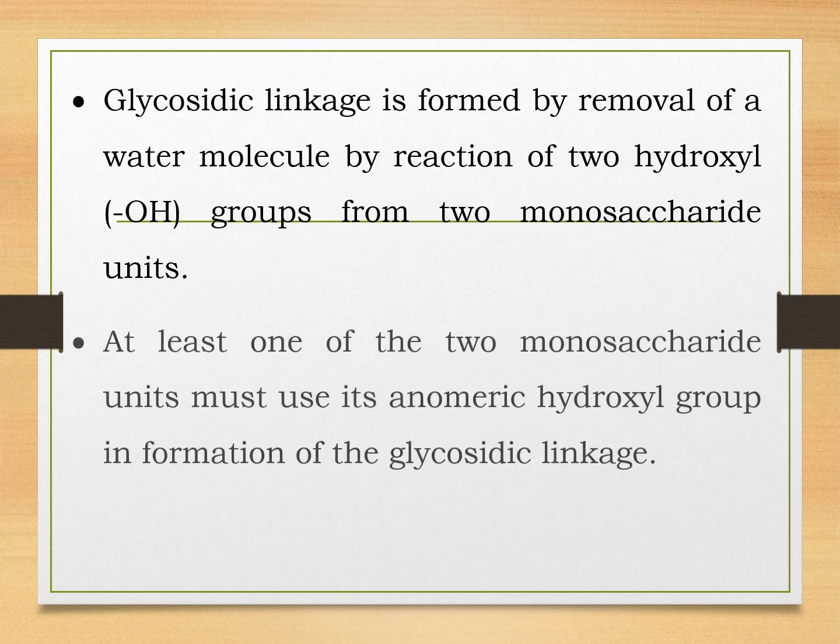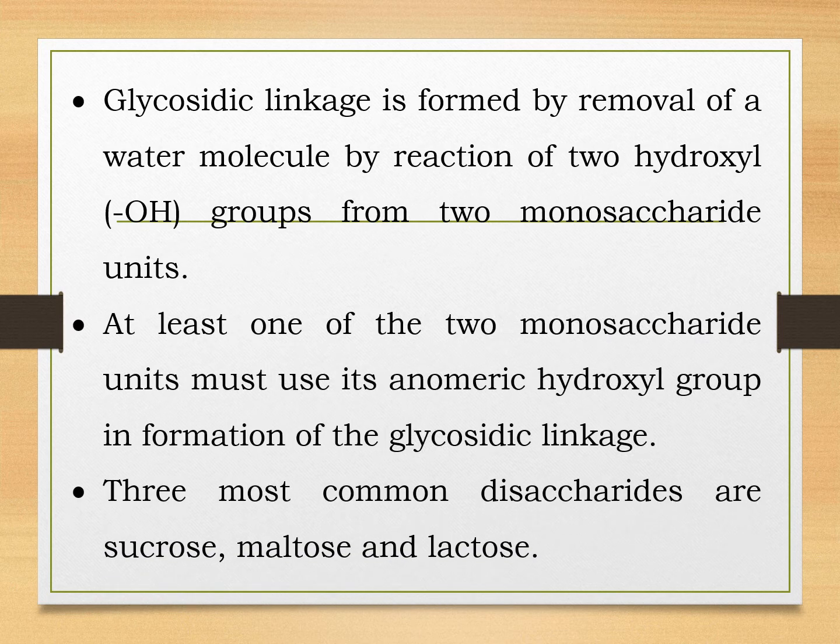When a water molecule is removed from the two hydroxyl groups of two monosaccharide units, the glycosidic linkage is formed. Now over here, at least one of the two monosaccharide units should have an anomeric hydroxyl group for the formation of the glycosidic linkage. What do you mean by an anomeric hydroxyl group? The anomeric hydroxyl group is part of the carbonyl group of that particular carbohydrate.